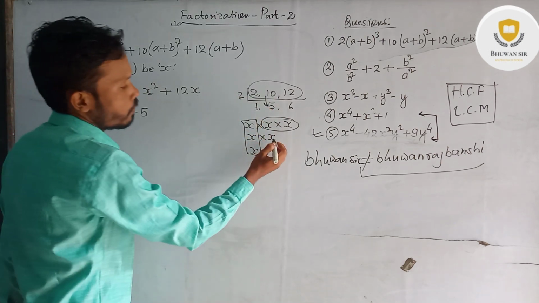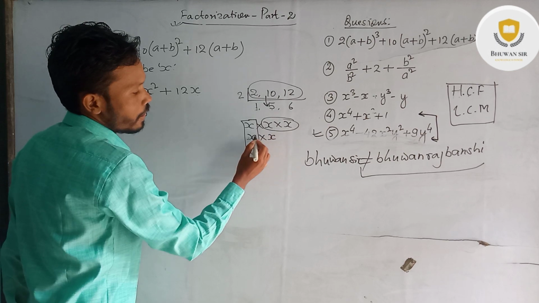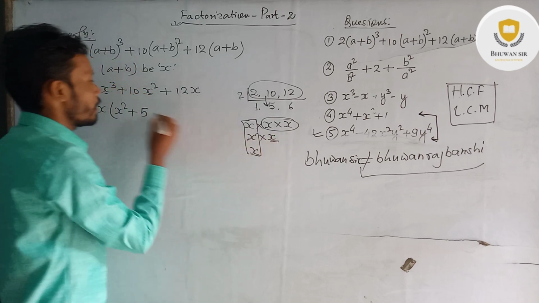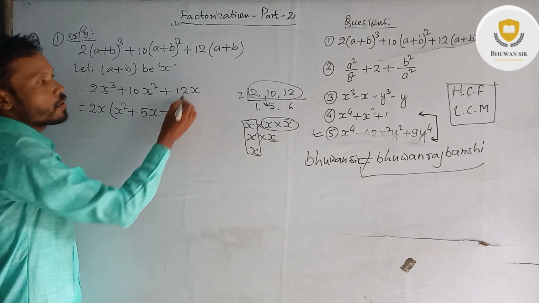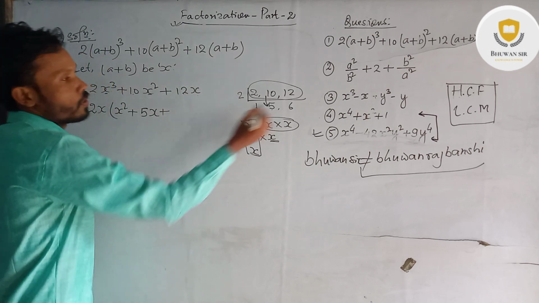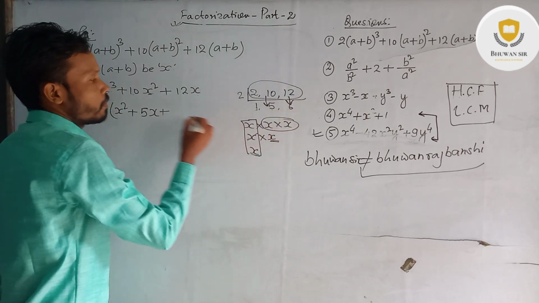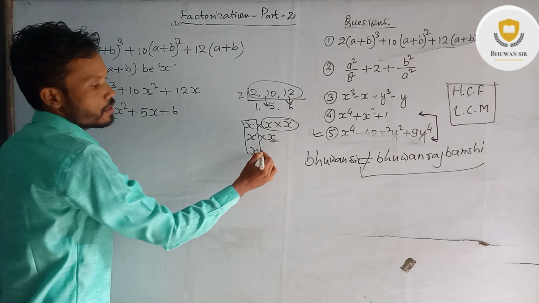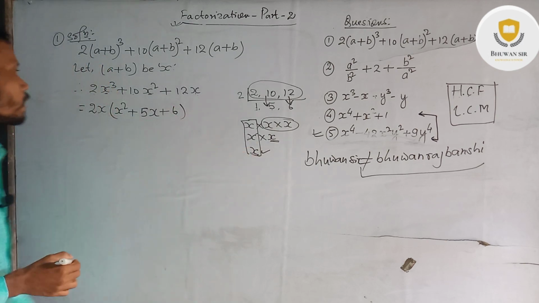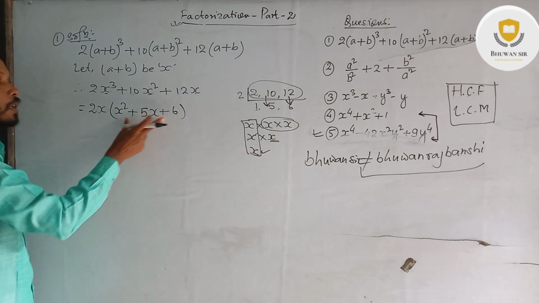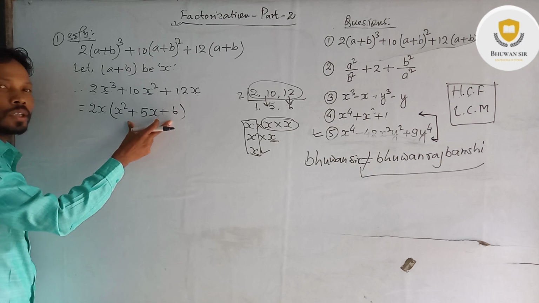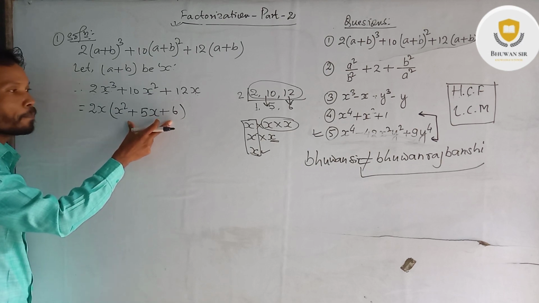From x square, what is the remaining? See, x was taken as common, only x is left, x plus, from 12, what is from the number? Just see the number 6, and this x is already gone. So this is your remaining portion. Now, can the remaining portion be factorized?